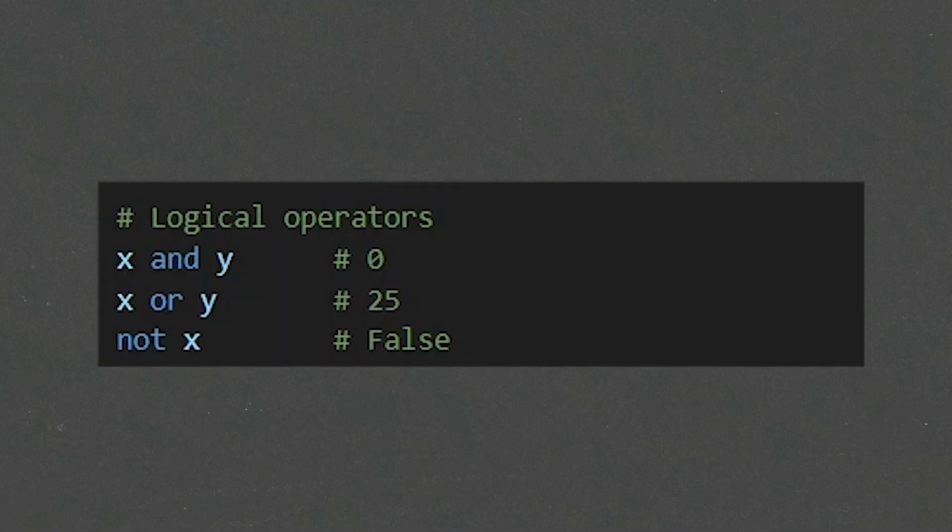Logical operators in Python are used to combine and manipulate Boolean values. They allow you to perform logical operations on Boolean expressions and make decisions based on the combined results. Python provides three logical operators: and, or, and not. The logical AND operator returns true if both operands are true and false otherwise. If the first operand evaluates to false, the second operand is not evaluated because the overall result will be false.